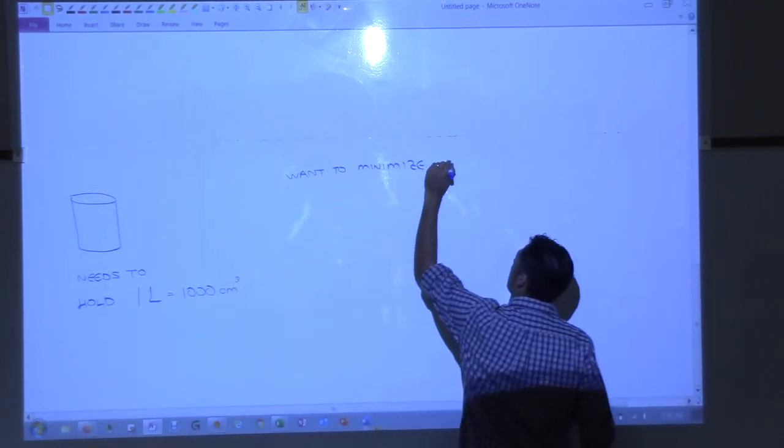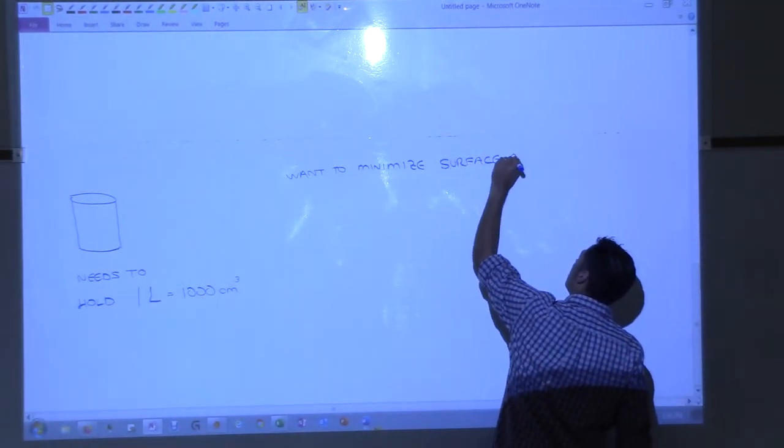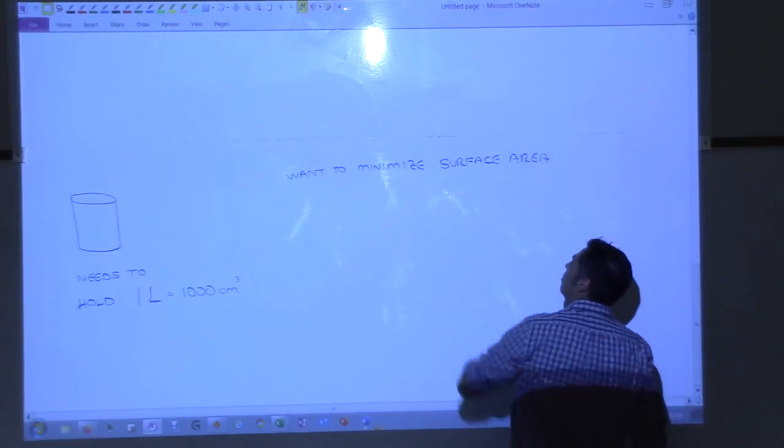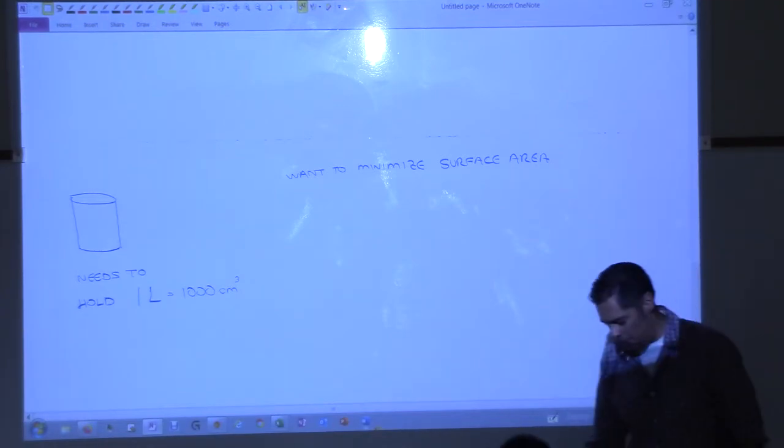More specifically, the surface area. You all agree, we want to minimize the surface area. All right, well, let's see if we can come up with... well, I shouldn't have said that.